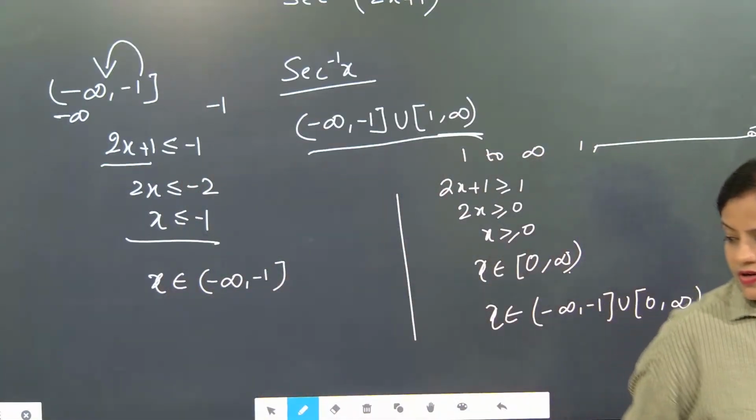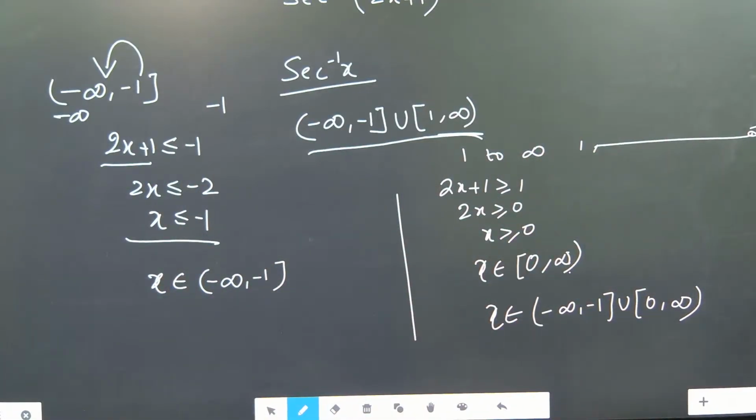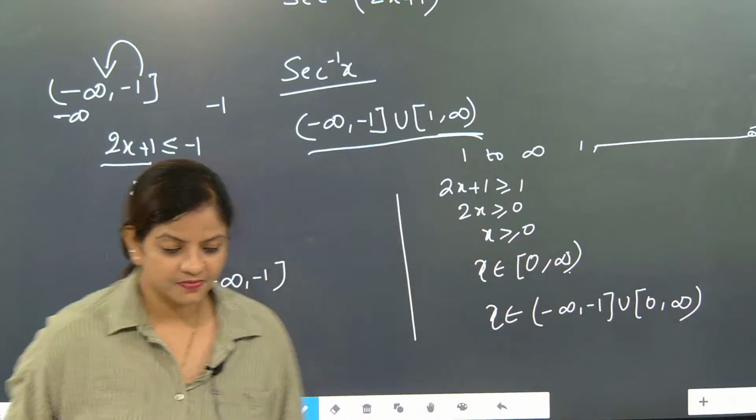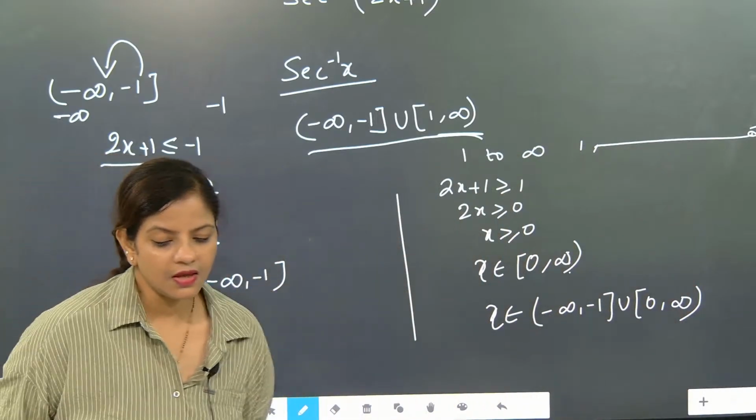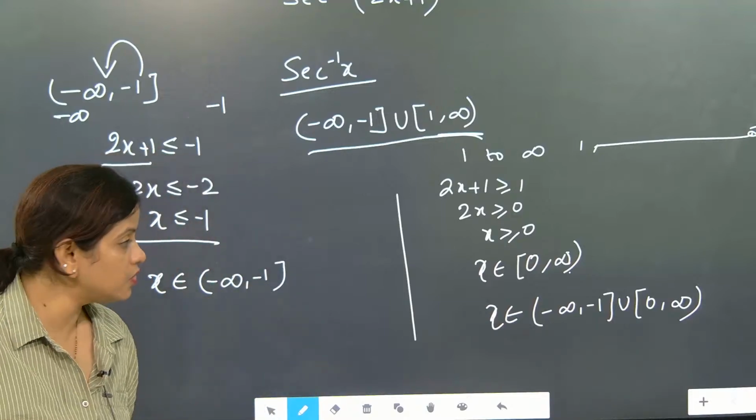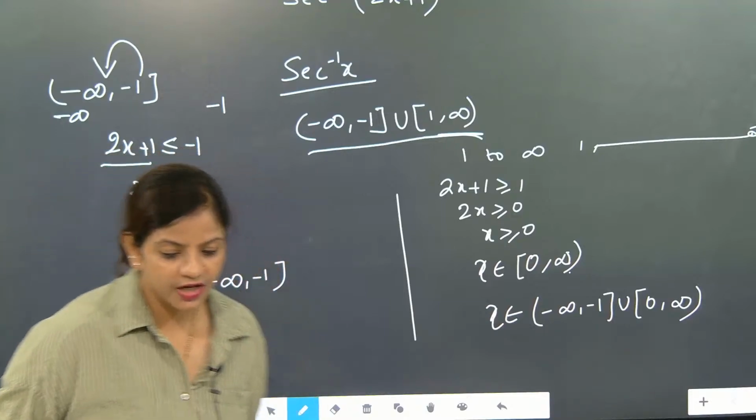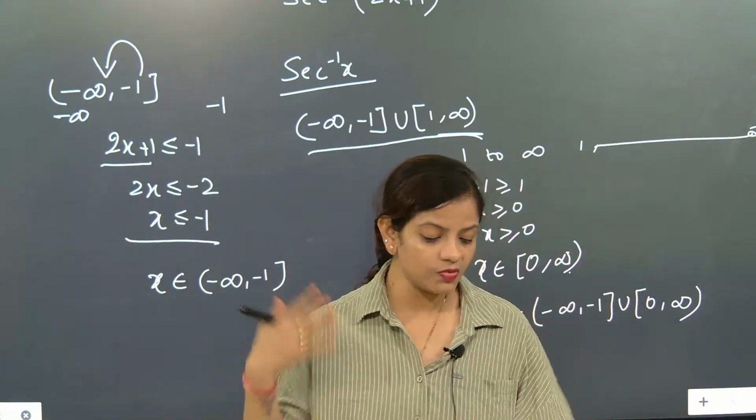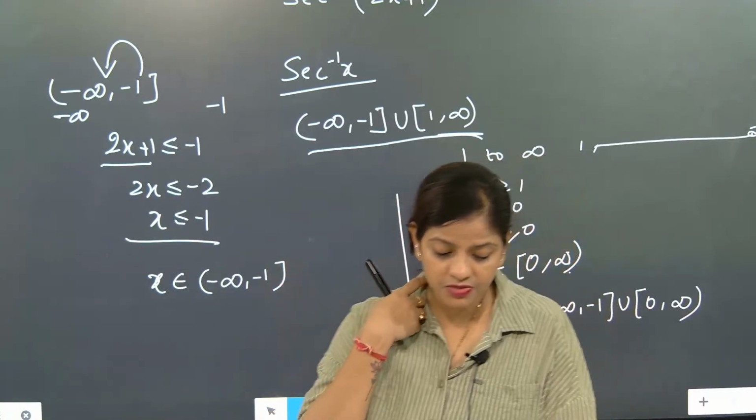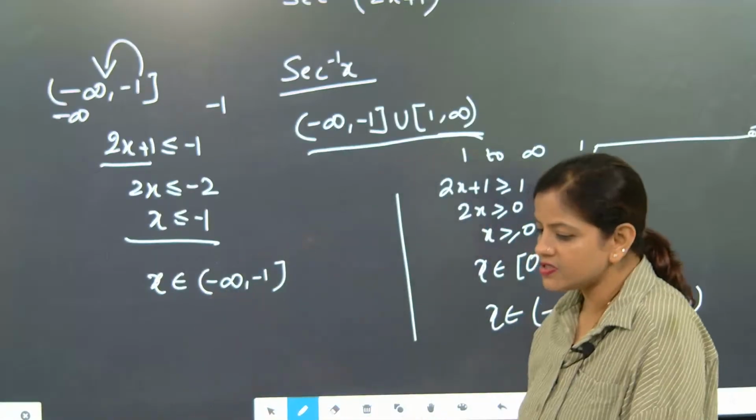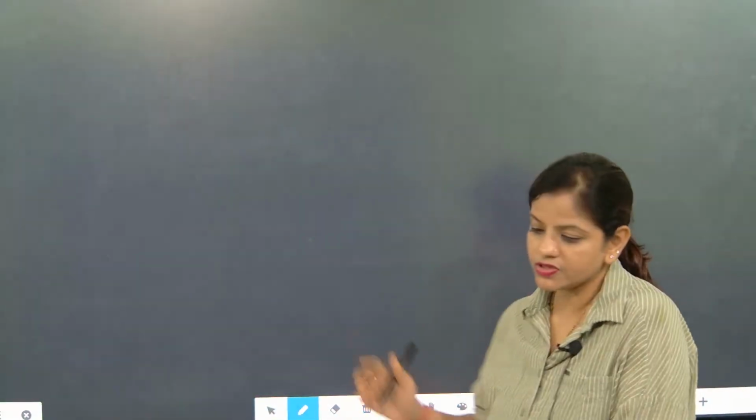I hope you might have understood this part. So this is minus infinity to minus 1 union 0 to infinity. So beta, this is another 2 mark question, and if you see one such question in examination, don't get afraid of it. Understood? Now you will be able to solve. In inverse trigonometric chapter, this type of question comes.